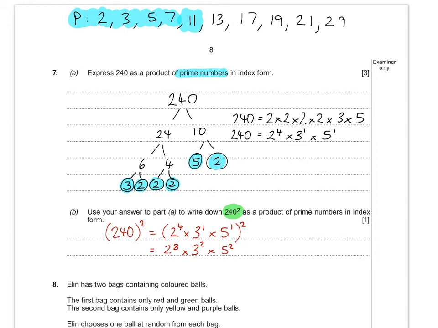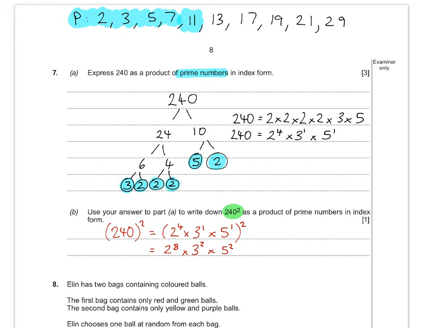Okay. So the next bit then, it says in index form. So that's just another word for use powers. So we've got 1, 2, 3, 4. So 2 to the power 4. 3 to the power 1, or you can just leave it as 3 times 5. Make sure you put the times signs in between. People do lose marks by not putting the times sign in between.